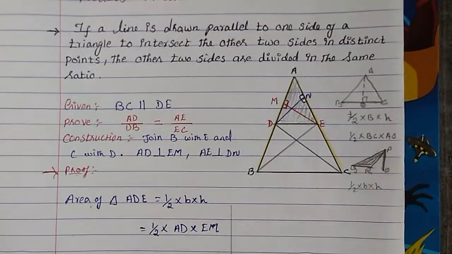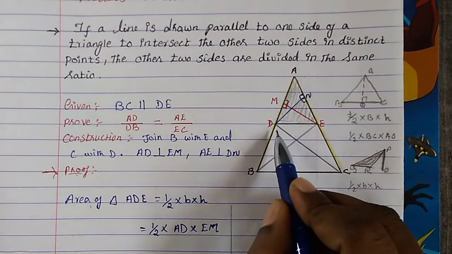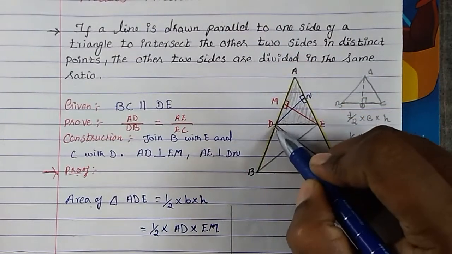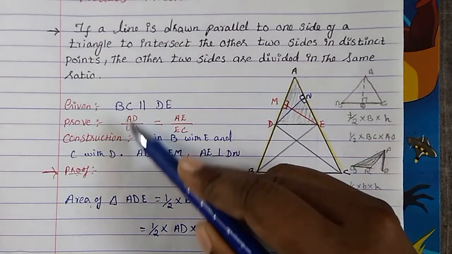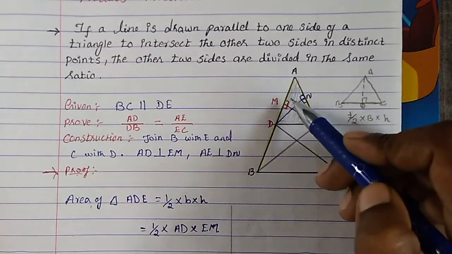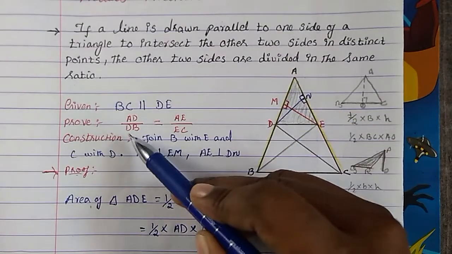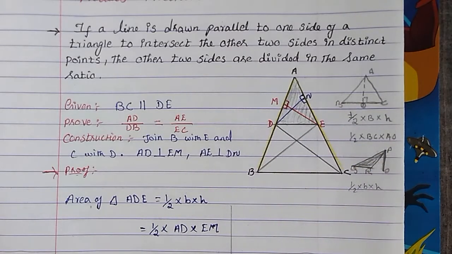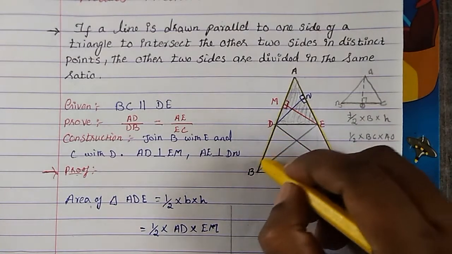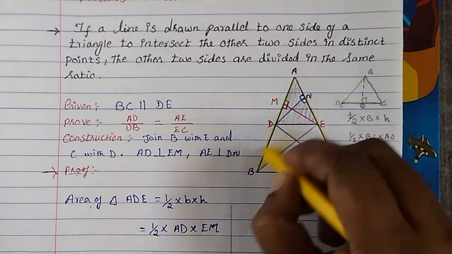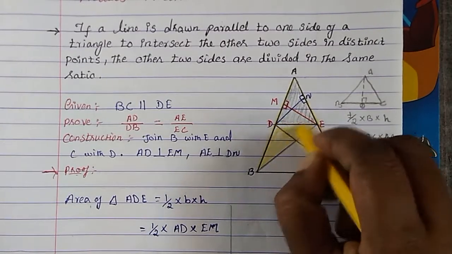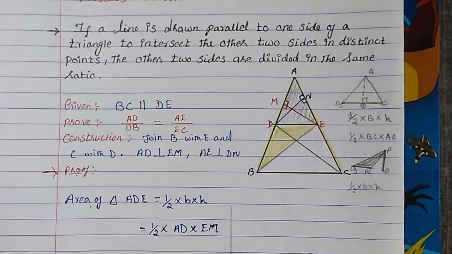Similarly, we will find out the area of the triangle on this side, because we have to prove AD upon DB, as we have taken. First we finish this AD. Now let's go for DB. DB is this side. So let's take this side of the triangle, just highlight it. Okay, this triangle. Now we will find out the area of this triangle.